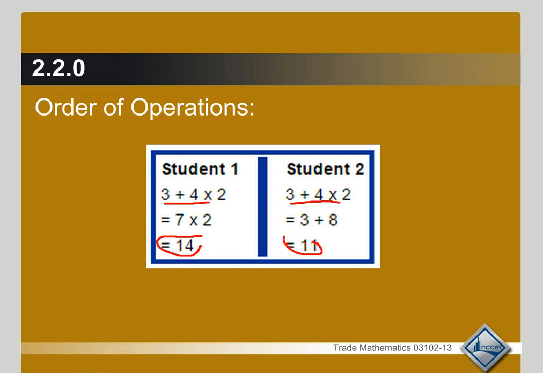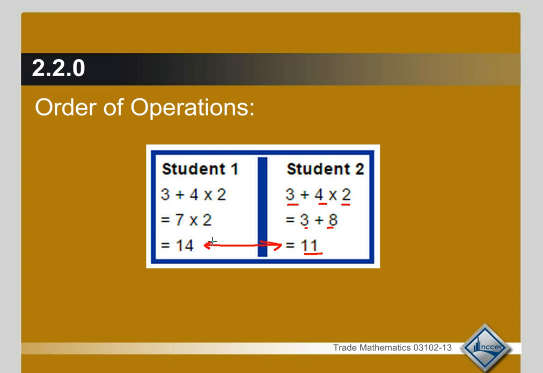All right, let's take a look at this first one. Student number 1 has added 3 plus 4 and multiplied it by 2 to get the answer of 14. Student number 2 has first multiplied 4 times 2 and added 3, so it would be 8 plus 3, and got the answer of 11. As you can see, there are two different answers here. So which one of these is correct?